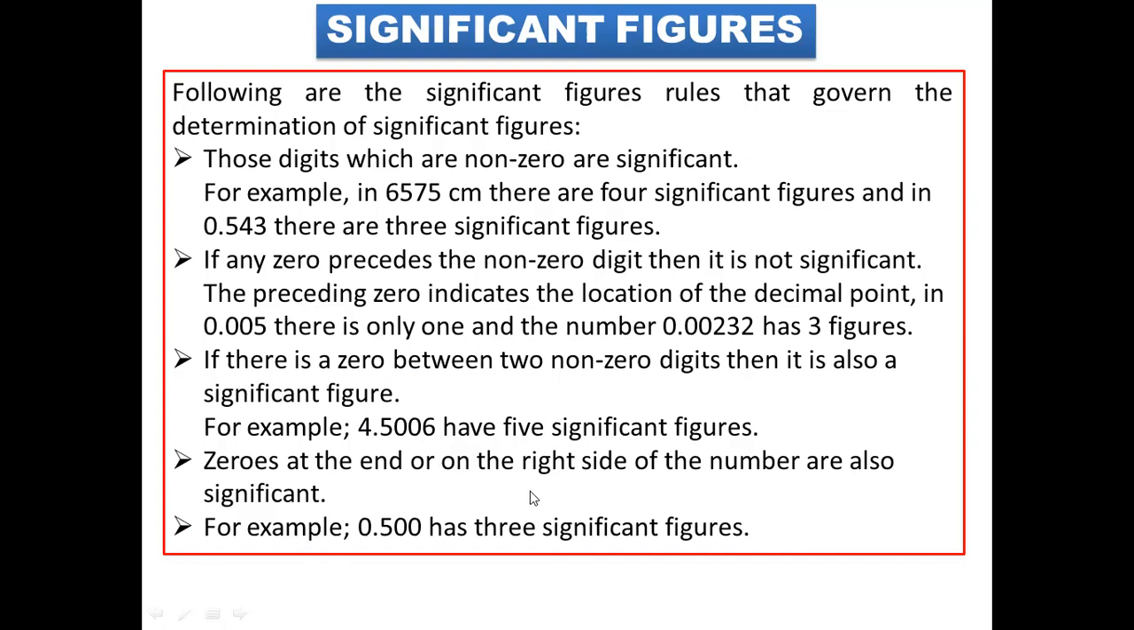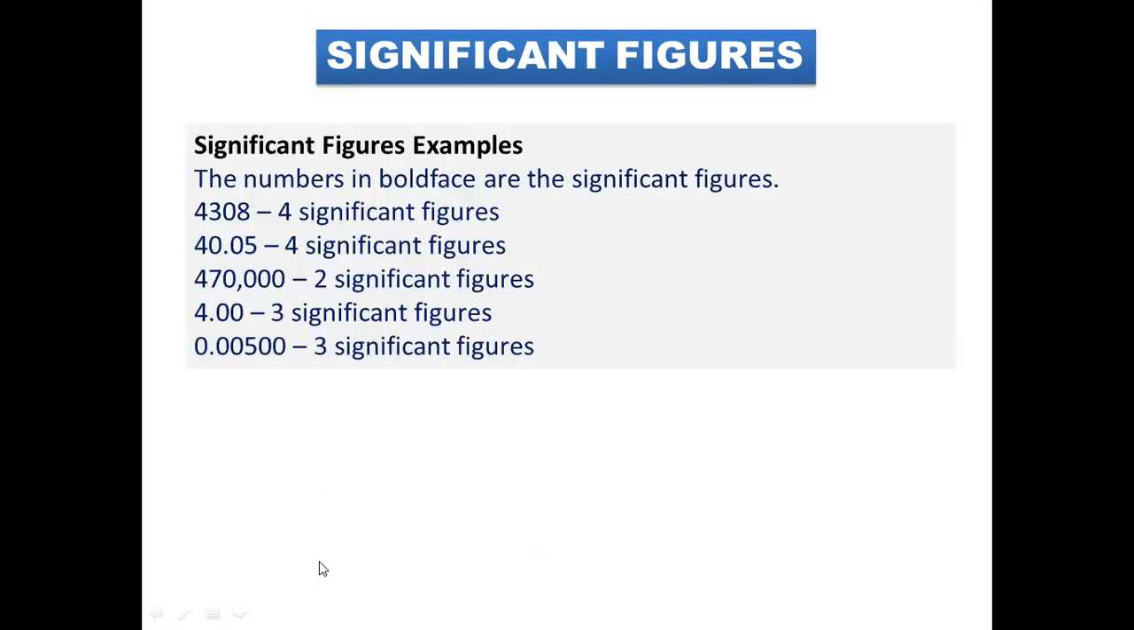Zeros at the end or on the right side of the number are also significant. So here is the example 500 as 3 significant figures. You can see the significant figure examples here. We already discussed 4 significant figures. So 2 plus 2, 4, and then 1, 2, 3, 4, 5.